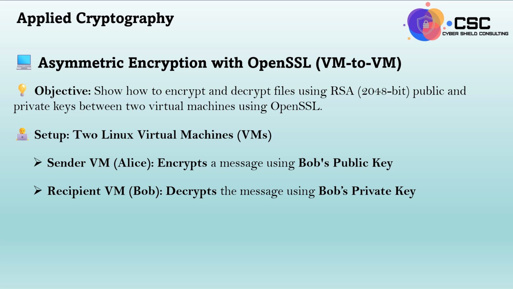Unlike symmetric encryption, which uses one key for both encryption and decryption, asymmetric encryption uses two keys: a public key for encryption, which can be shared openly, and a private key for decryption, which must be kept secret. This ensures that even if the encrypted message is intercepted, only the person with the private key can decrypt it. Let's move to our hands-on lab.